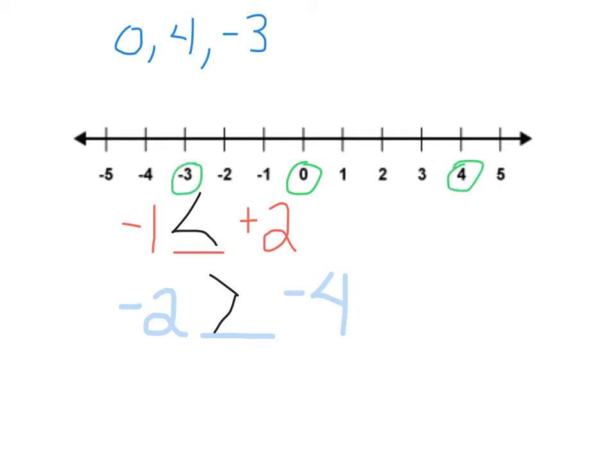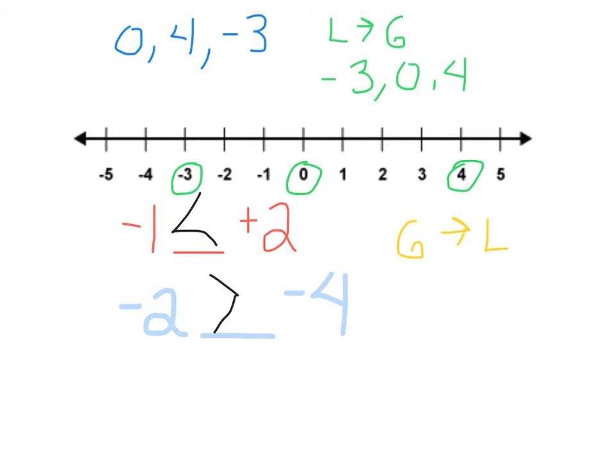If we're going to put these in order from least to greatest, I want the one that's smallest. That's clear over here on the left. So least to greatest, I'll do L to G. That's going to be -3, 0, and then 4.